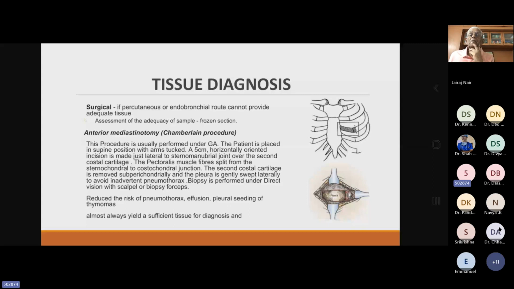Biopsy is performed under direct vision with a scalpel or biopsy forceps. It reduces the risk of pneumothorax, effusion, and pleural seeding of thymomas. It almost always yields sufficient tissue for diagnosis.